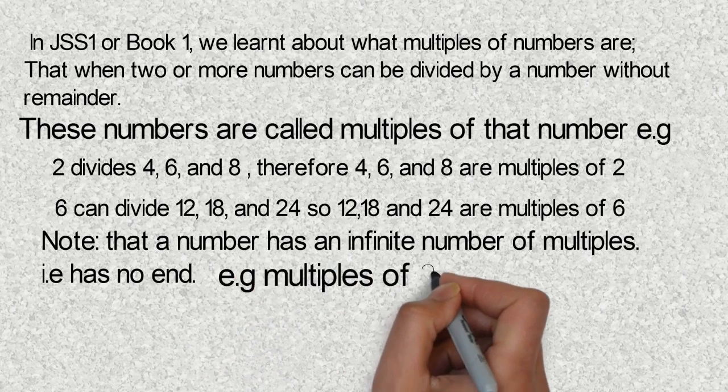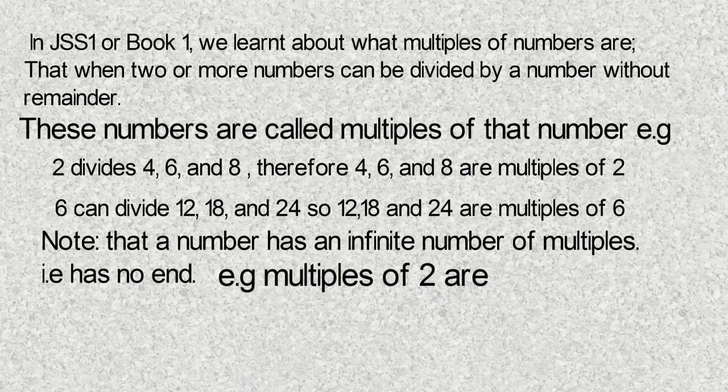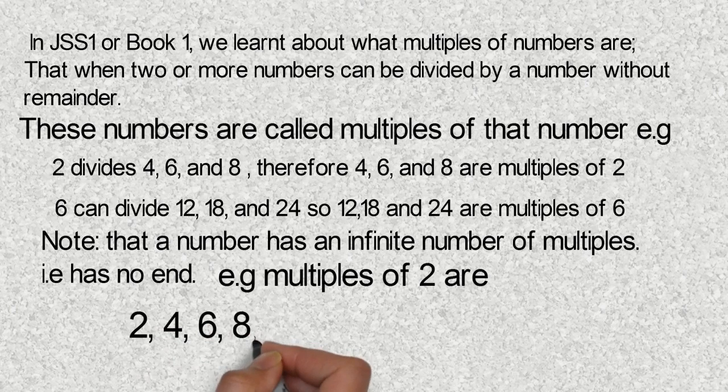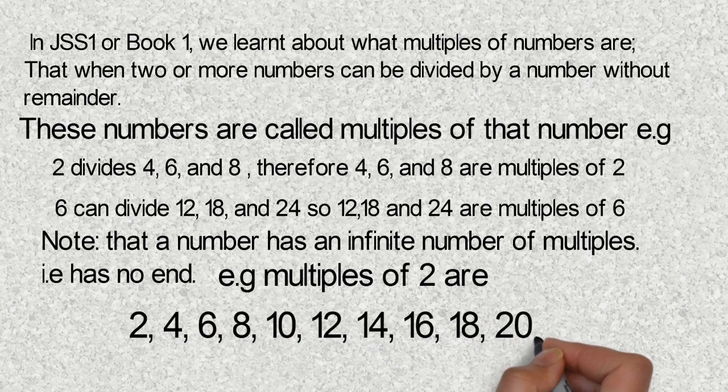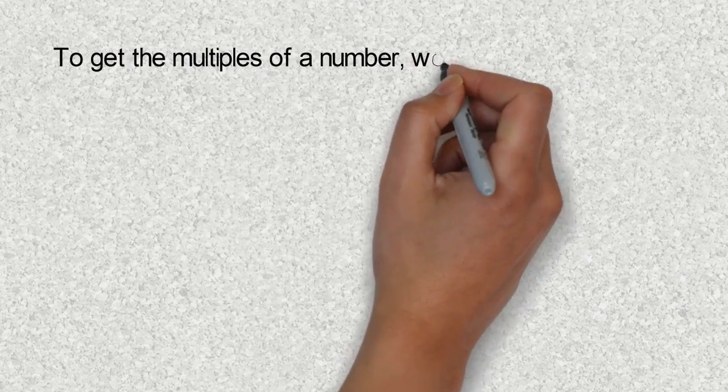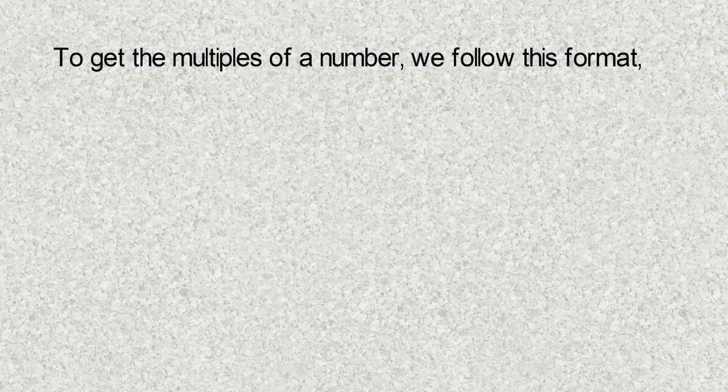So e.g., multiples of 2 are 2, 4, 6, 8, 10, 12, 14, 16, 18, 20, ... The 3 dots means it continues forever, as long and how far you can write it. So a number has an infinite number of multiples. To get multiples of a number, we follow this format.